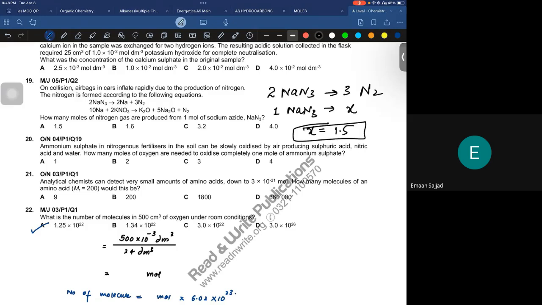Let me tell you equation number two as well. According to equation number two, 10 moles of Na gives 1 mole of nitrogen. So if I have 1 mole of Na, how many moles of nitrogen would I have? Of course, this is 0.1. So the total would be equal to 1.5 plus 0.1, that is equal to 1.6. That's the question. Simple.